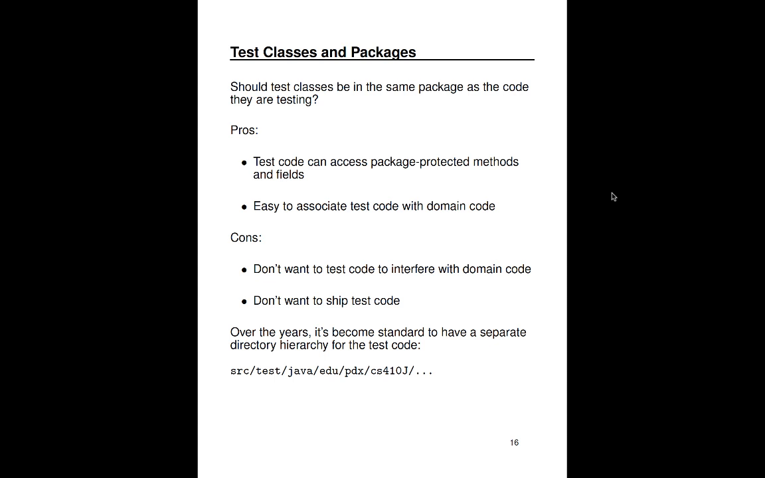Over the years, and for a long time now, it's become standard to have a separate directory hierarchy for the test code. When we learned about the Maven conventions, they have the test code in source test Java, and then you have your package name, just like you have source main Java for your main application code, the code that is under test. And this has worked out really well, and this is the way everything works now.